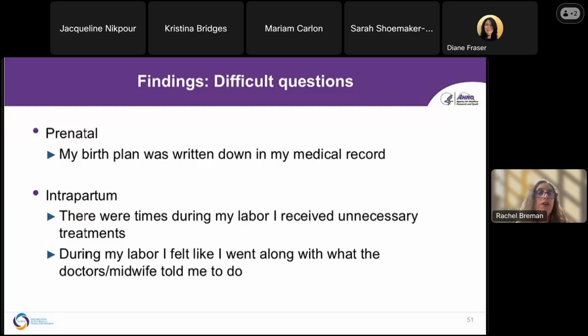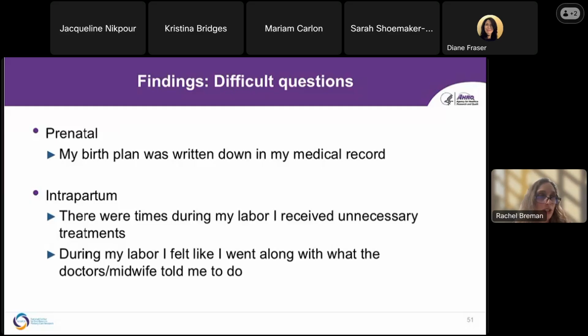So the more difficult questions for participants to agree with were that their birth plan was actually written down in their medical record. This has been consistent in both iterations of CHOICES, that this issue of their preferences, what they wanted for their labor and birth for pain management, were not necessarily written into their medical record, which means that that whole big communication piece between outpatient and inpatient is a missed opportunity, or an opportunity now to improve, if that's something that you have with your practice.